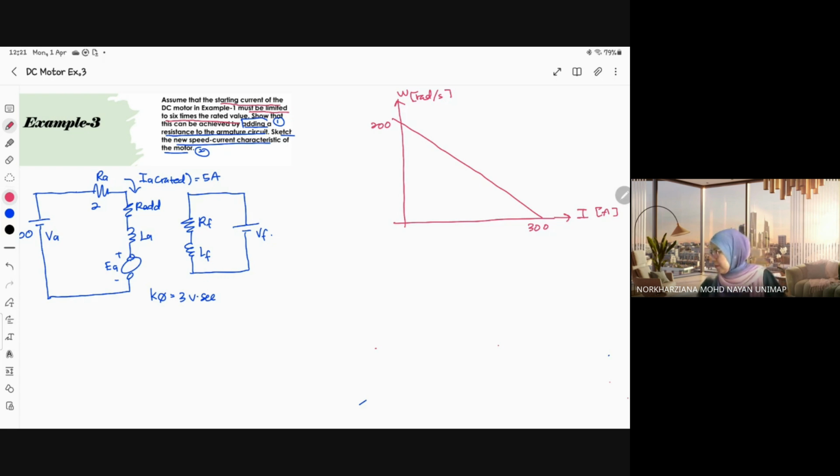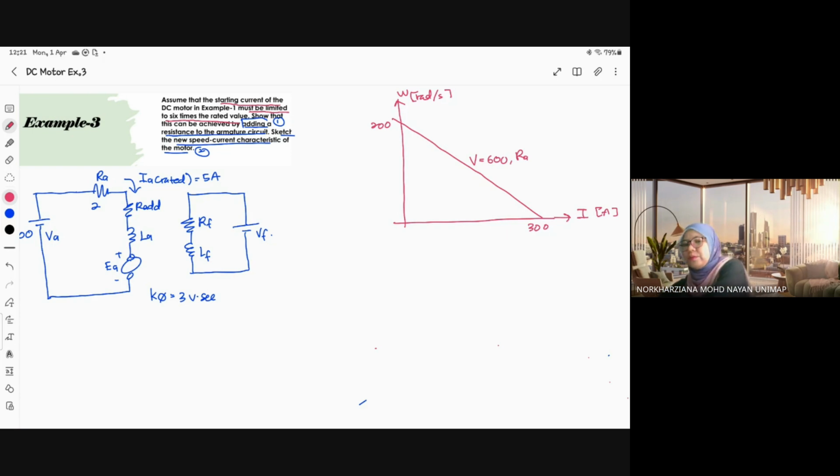And what else? That's all. Then this one is with V equals 600 and just RA. Okay, so now what happens if we add additional armature resistance? We set the new criteria first.